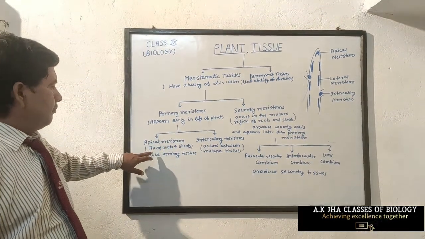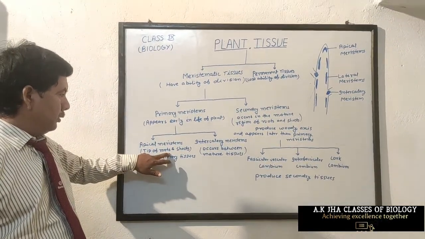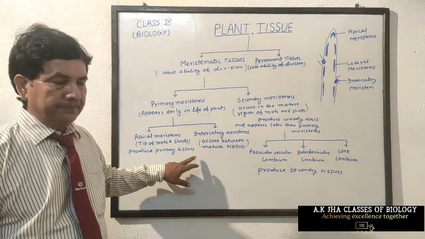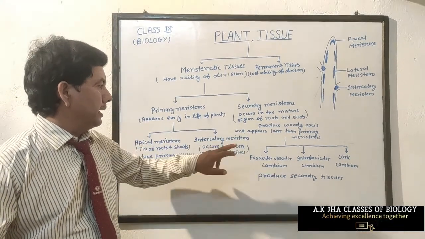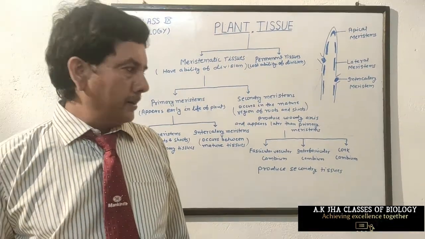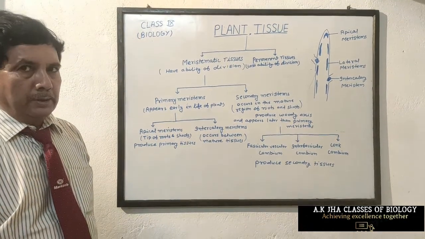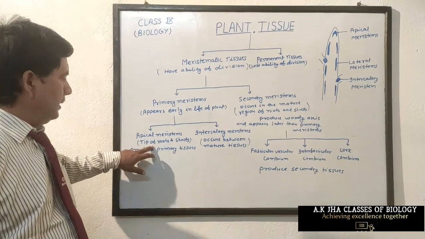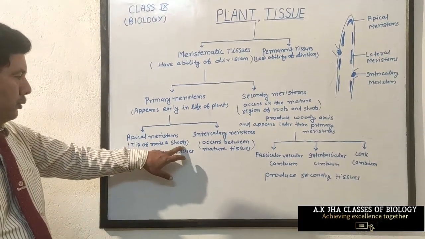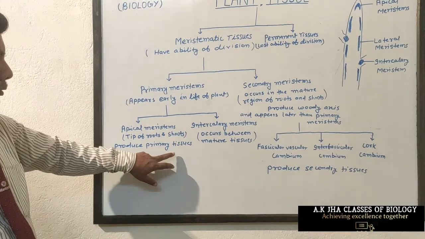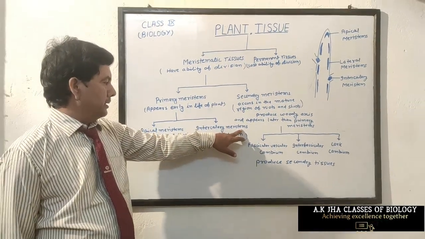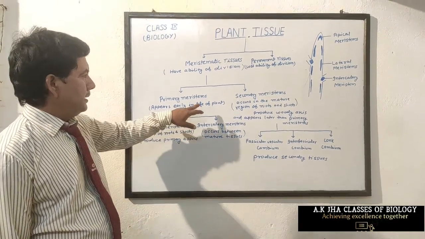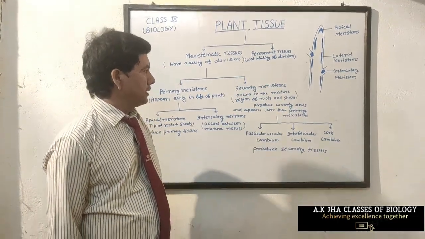Apical meristem is present on the tip of roots and shoots, which produce primary tissues. Now second is intercalary meristems. It occurs between the mature tissue. That means apical meristems are present on the tip of roots and shoots, they produce primary tissues, and intercalary meristems occur between the mature tissue.